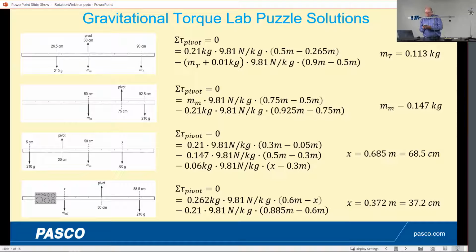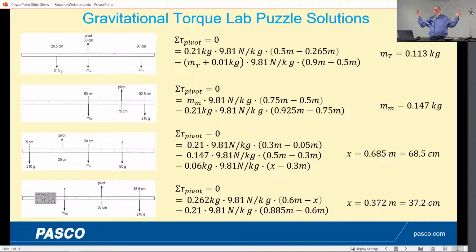So it says it should balance at 35.7. So now I take this off. This is what the students would do after they calculated where it should be. 35.7.